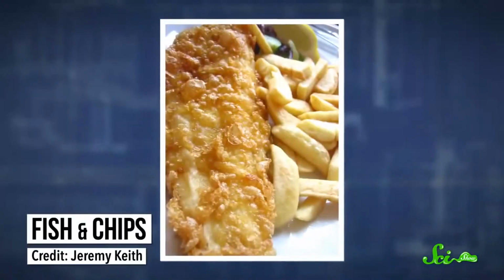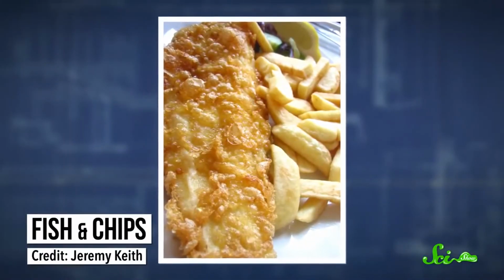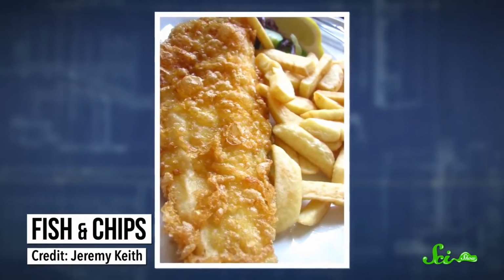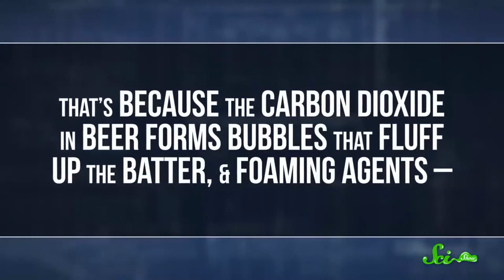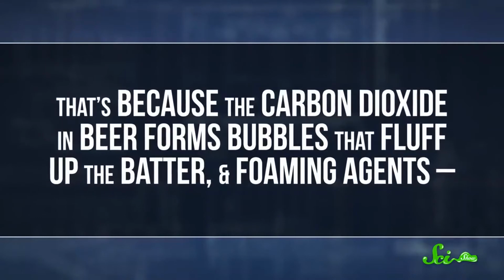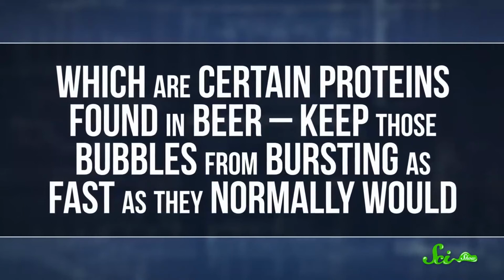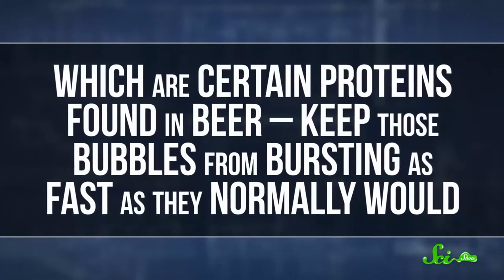As fish and chips, fried chicken, and tempura lovers will know, a little batter can also let you add more flavor to the food and give it a crunchy, textured crust. You can even add beer to your batter to make the crust softer and crispier. That's because the carbon dioxide in beer forms bubbles that fluff up the batter, and foaming agents, which are certain proteins found in beer, keep those bubbles from bursting as fast as they normally would.